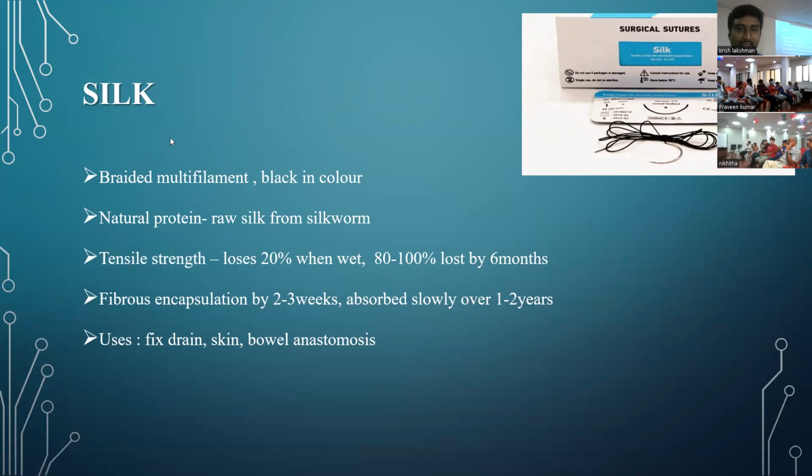Silk is actually non-absorbable. We classify it as non-absorbable, but clinically it undergoes slow degradation and is absorbed slowly over 1 to 2 years. Generally, we use silk to fix drain, skin, and bowel anastomosis. But skin and bowel anastomosis has to be taken with a pinch of salt. It was what we used to use earlier when we didn't have the newer synthetic suture materials. We might be using it to fix a drain.